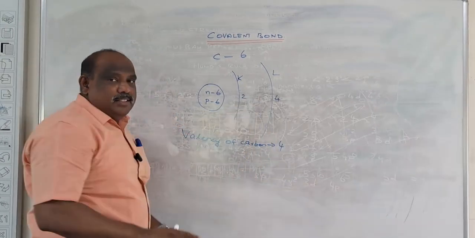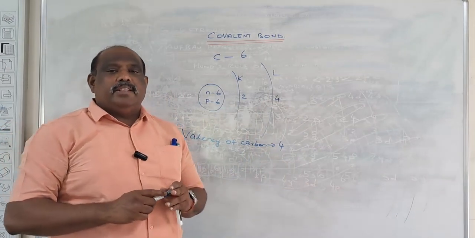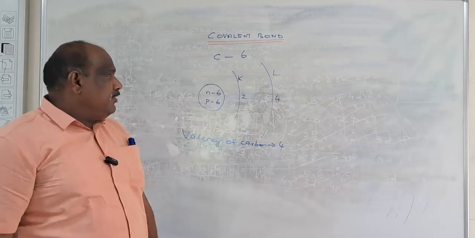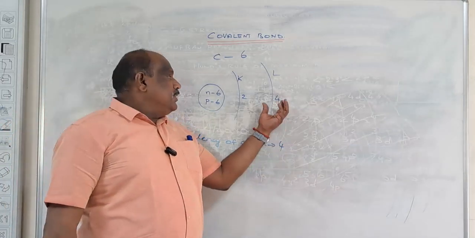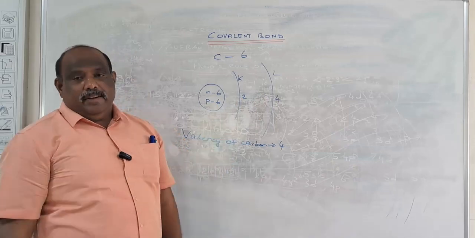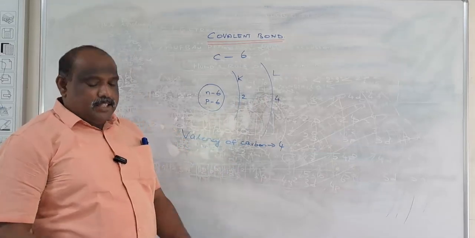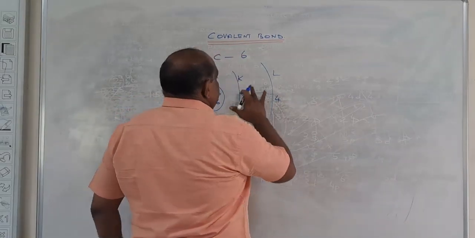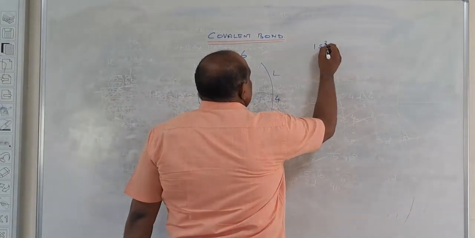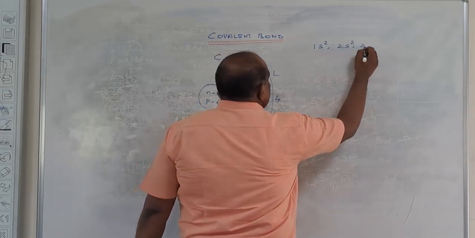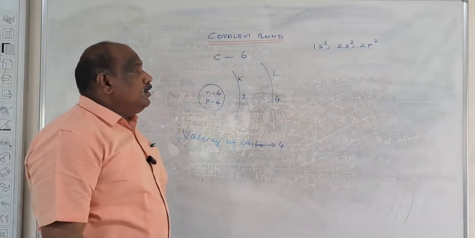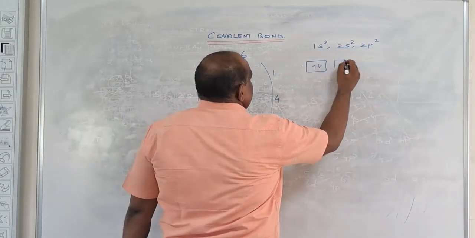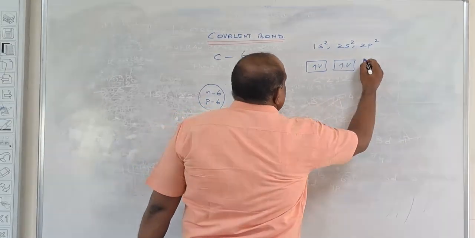This is a crude method. This is not the right method of finding valency. It is actually wrong, and we should not go like this. But from an outside view, the valency of carbon is 4 because there are 4 electrons in the outermost shell. To be more precise, we have to write the electronic configuration. What is the electronic configuration? 1s2, 2s2, 2p2.